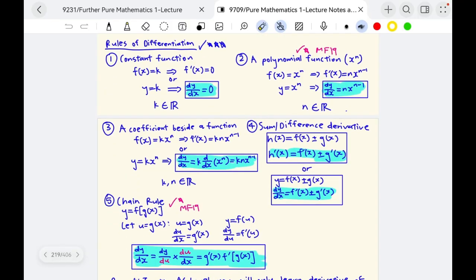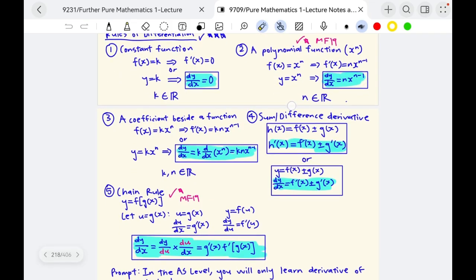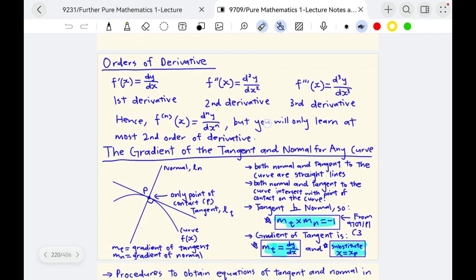Next, you should know 5 of these rules for differentiation in your AS syllabus, because only those I ticked with the magenta color. These formulas are in the MF19, which is along with you during the external examinations. About the orders of derivative, at most you will learn until the second derivative.